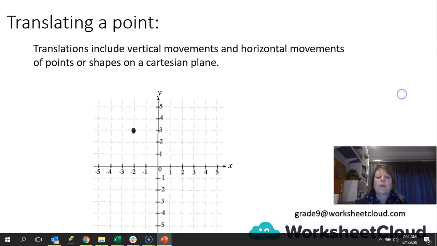So what we will do is we will look at a point on the Cartesian plane first, and that point is (-2, 3). Just to go over, remember, we always put in the x value first. So our x value is -2 and our y value is 3, and that creates a coordinate for where that point is, which is (-2, 3), the name of the coordinates.